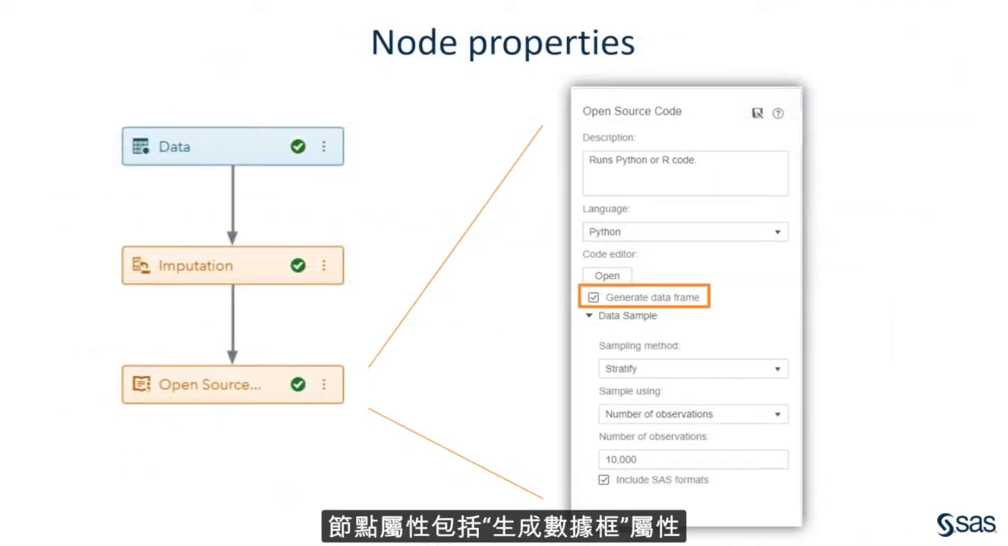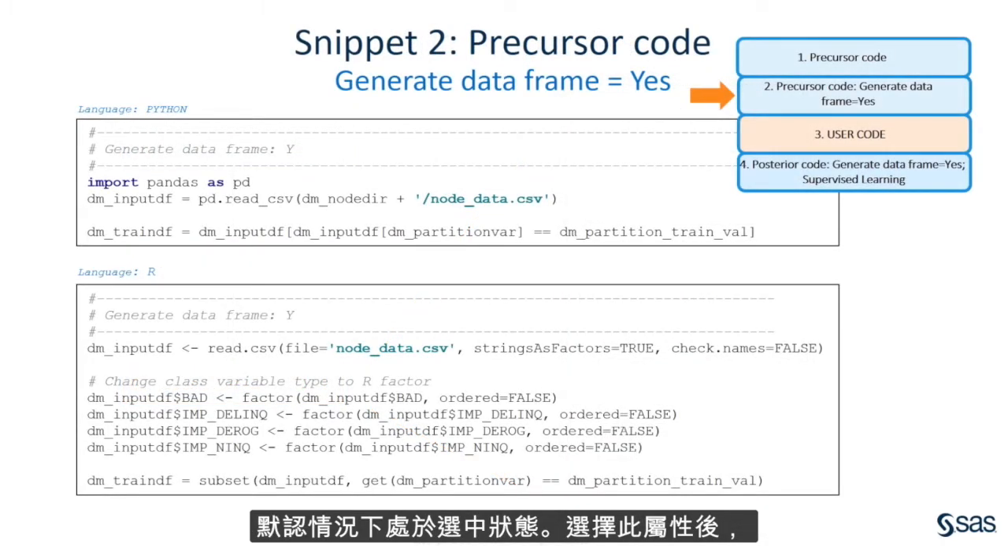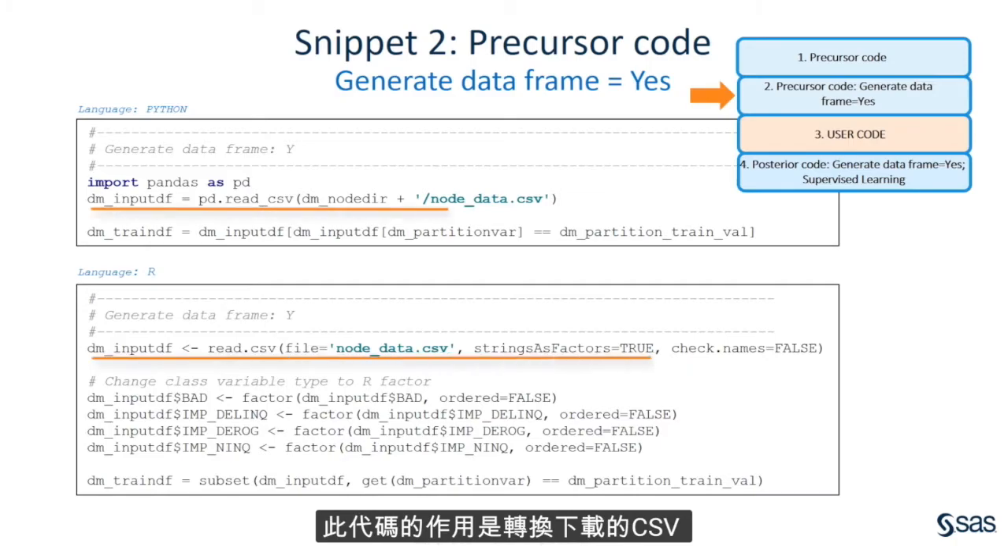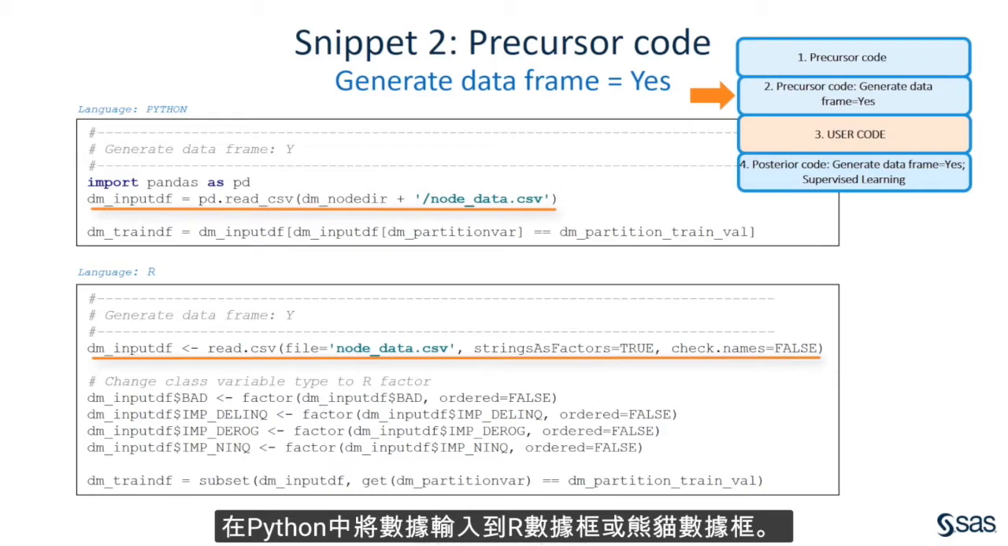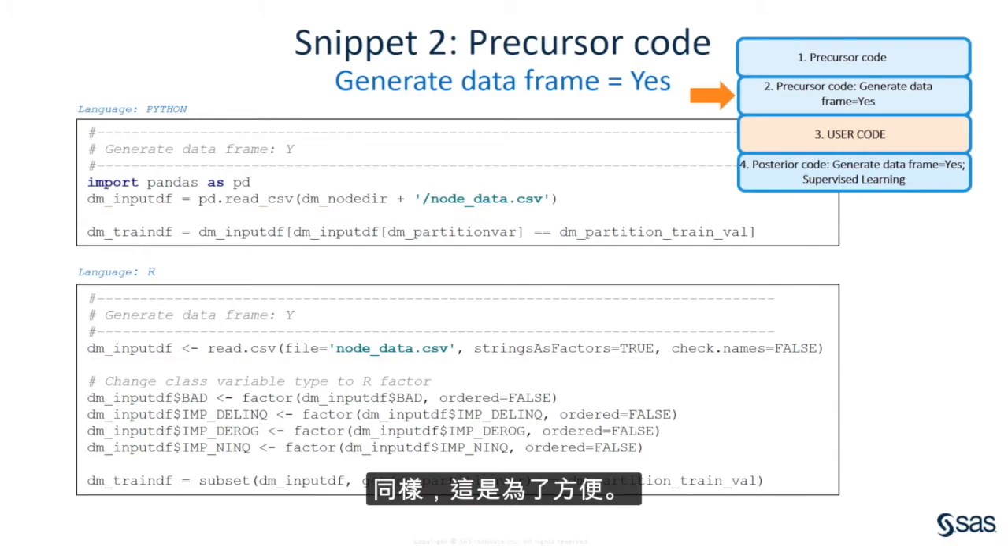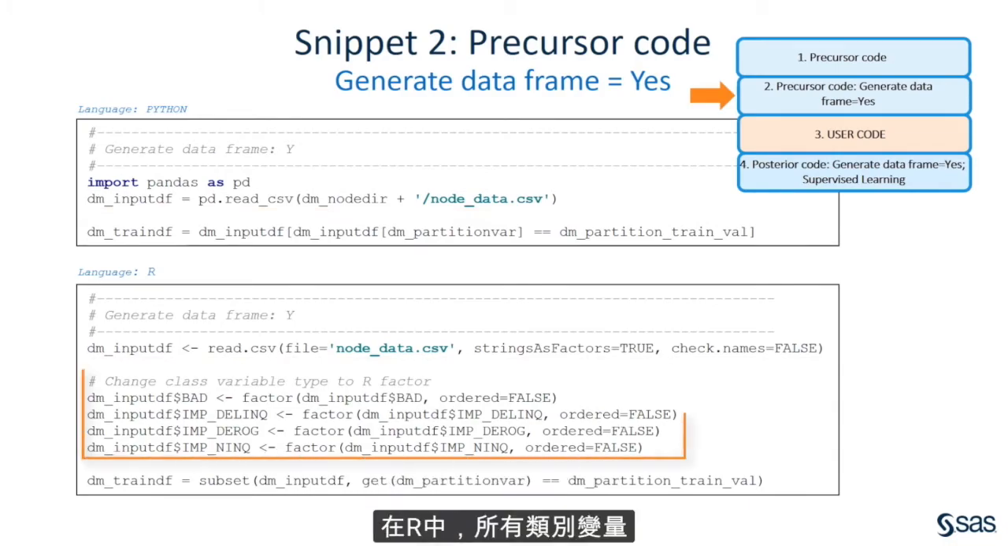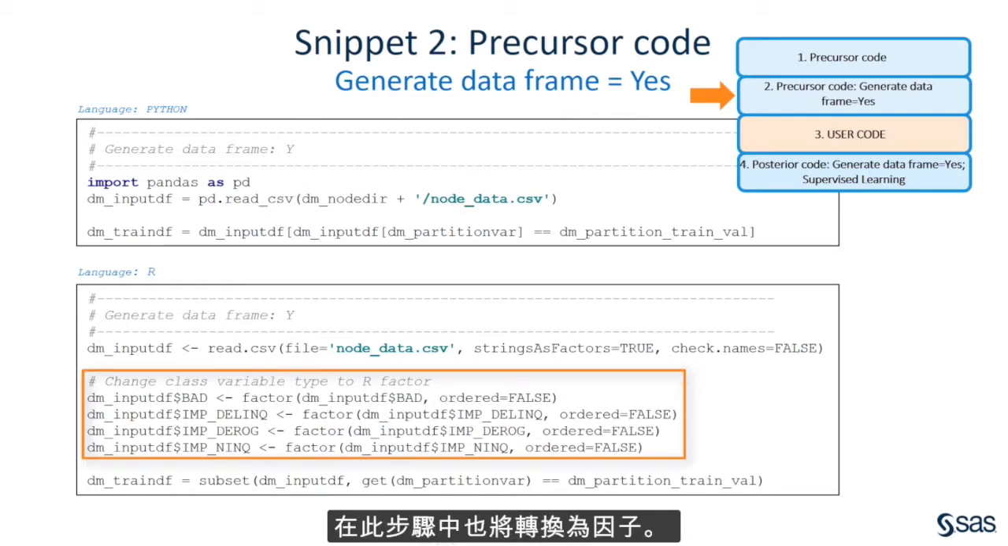The node properties include a generate data frame property that is selected by default. When this property is selected, the second part of the precursor code is added. What this code is doing is converting the downloaded CSV input data to an R data frame or a pandas data frame in Python. Again, this is for convenience.